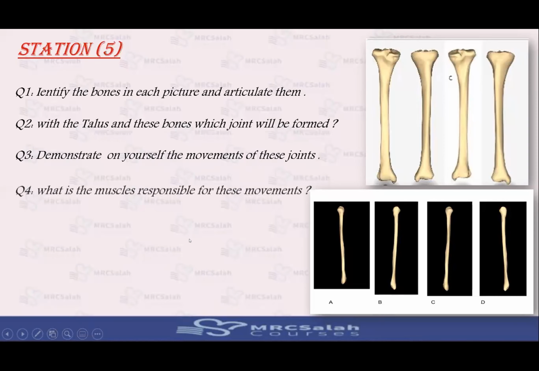Okay, Dr. Mansour. What are the muscles responsible for these movements, plantar flexion and dorsiflexion? For dorsiflexion it is tibialis anterior, extensor hallucis longus, extensor digitorum, and peroneus tertius. For plantar flexion it is gastrocnemius, popliteus, and soleus, and also extensor hallucis longus, extensor digitorum longus, and tibialis posterior. Okay, but popliteus is not one of them. Popliteus is not one, yes.